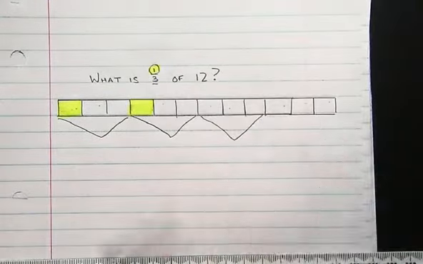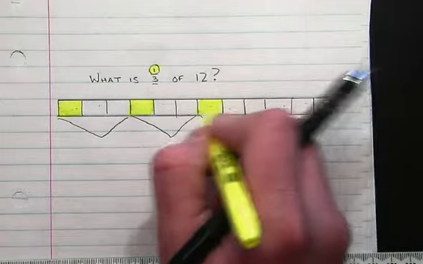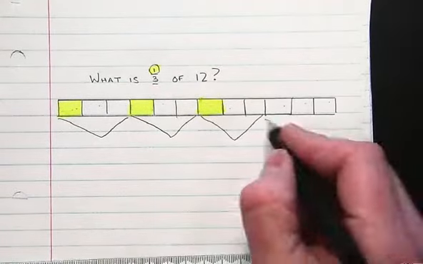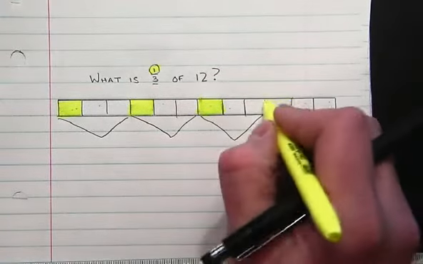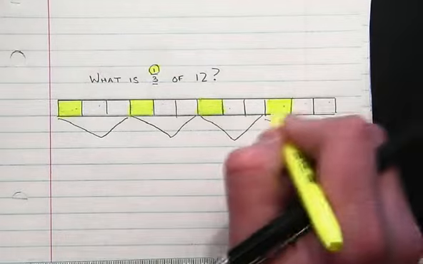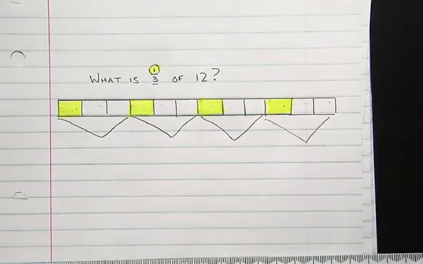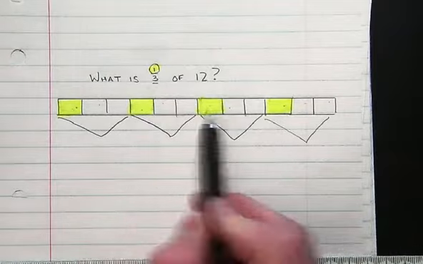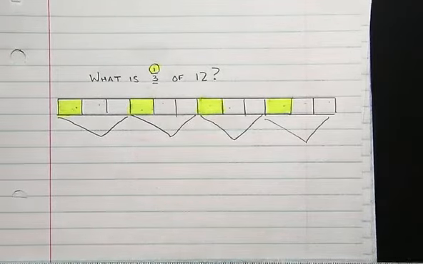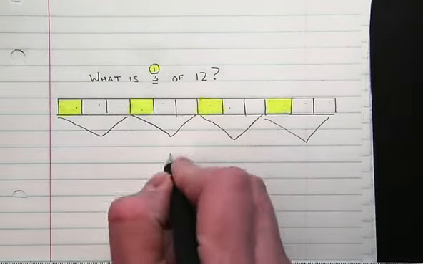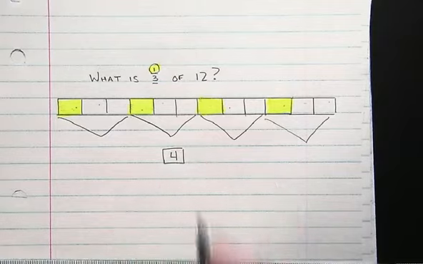Another group of 3. Color in 1 out of 3 of them, and we end up with one last group of 3. And so now I just need to look at my highlighted section. In order to find a third of 12, I've got 1, 2, 3, 4 highlighted. So that would say that a third of 12, our answer, is going to be 4.